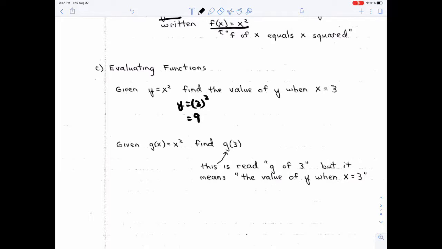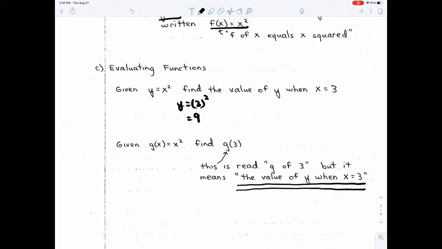Well, what's this problem? Given g of x equals x squared, find g of 3. Now, this is what that g of 3 means. You read it g of 3, but what it means is this: the value of y when x equals 3. That thing that you read, g of 3, it means all of that.